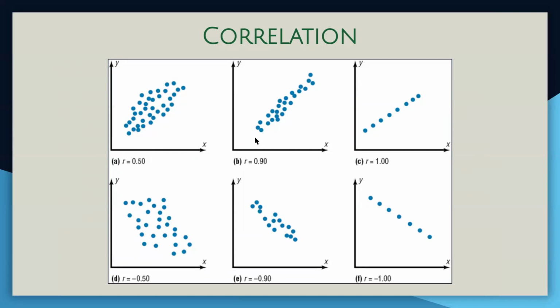At R is equal to 0.9, those points are much more closely packed together. That linear pattern is much more clear. And then at R is equal to 1, those points all lie exactly on that same line. We can see down in the bottom row, we get a similar pattern. The only difference is because those correlation coefficients are negative, that matches that slope in the graph where all of the graphs are tilting downward like a slide. They all have a negative slope.